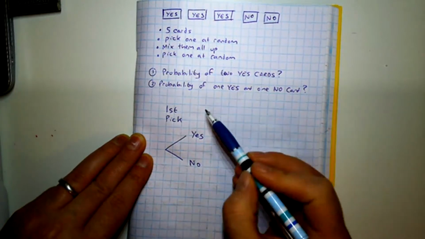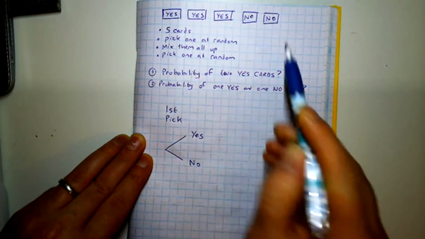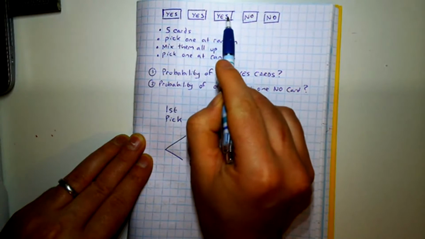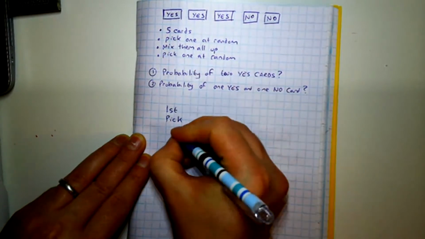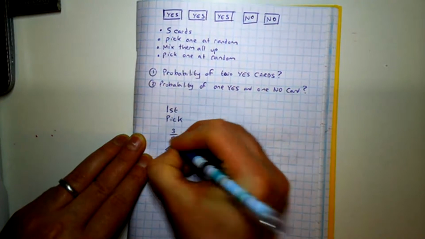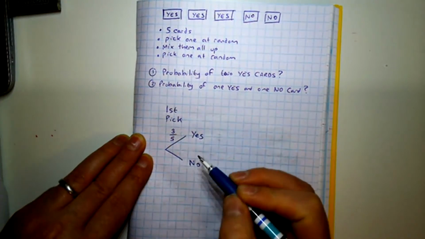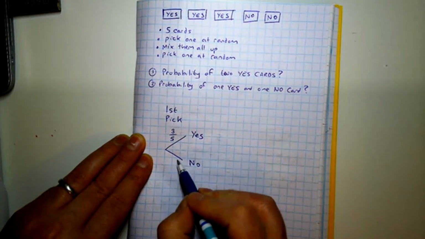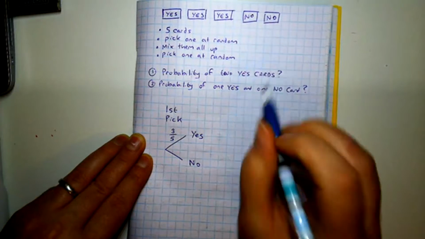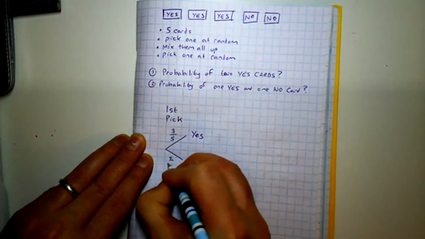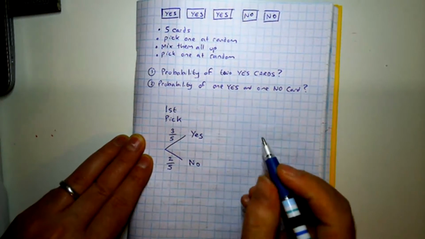Right, let's think, what's the probability that the first pick is a yes? 1, 2, 3 out of 1, 2, 3, 4, 5. 3/5. Because there are 3 yes cards out of 5 cards total. And what's the probability that it's a no? 1, 2 out of 5 cards total. So that's what can happen on my first pick.